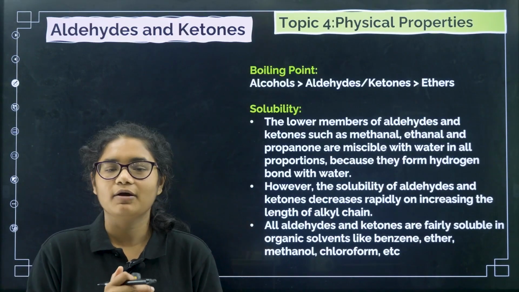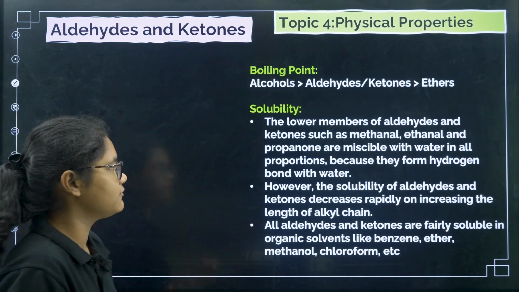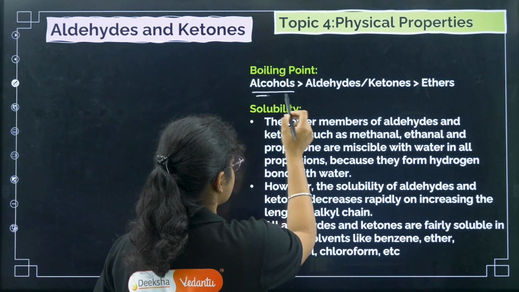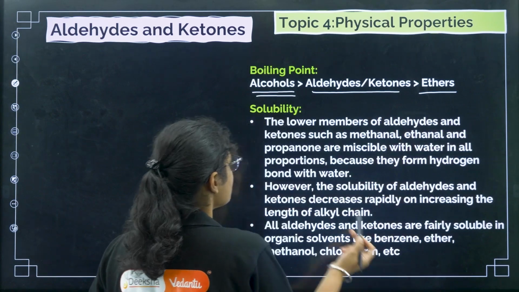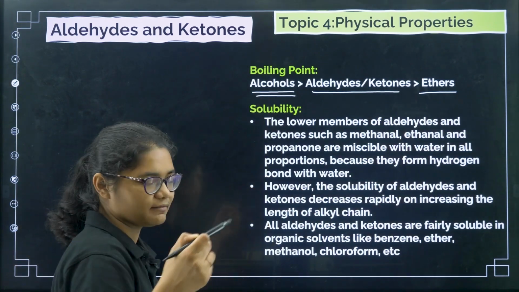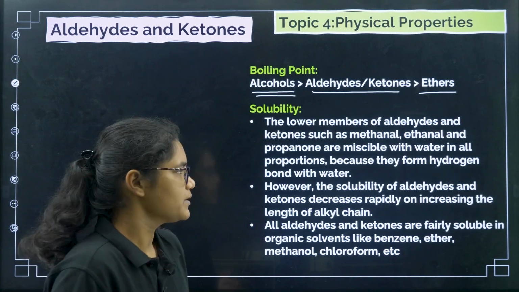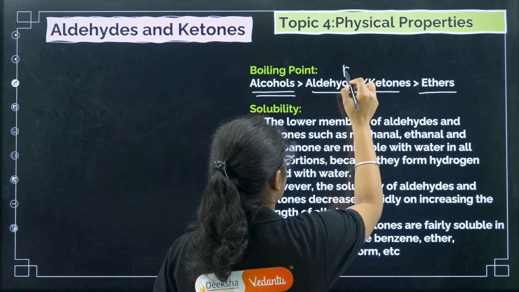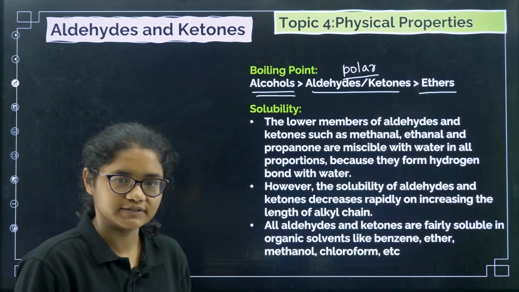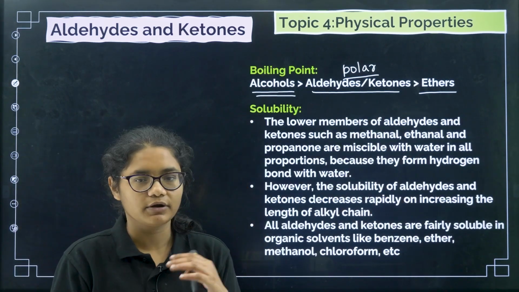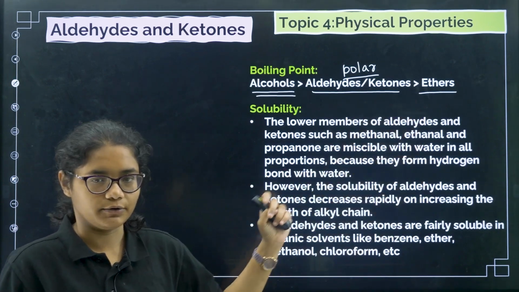Now talking about physical properties, the first one is boiling point. If you see the order, alcohols have the highest boiling point, then aldehydes and ketones, and then ethers, okay? The reason alcohols have a very high boiling point, we know, is intermolecular hydrogen bonding. Aldehydes and ketones are also polar molecules, so they have some intermolecular forces within them, and that is why the boiling point of aldehydes and ketones is more than that of ethers, okay? This order you can remember.